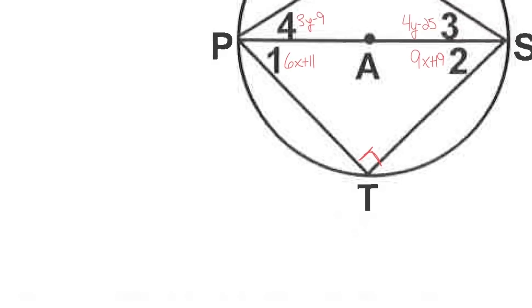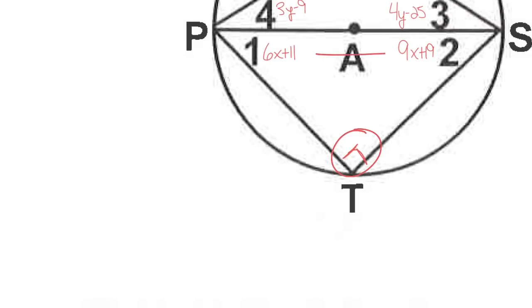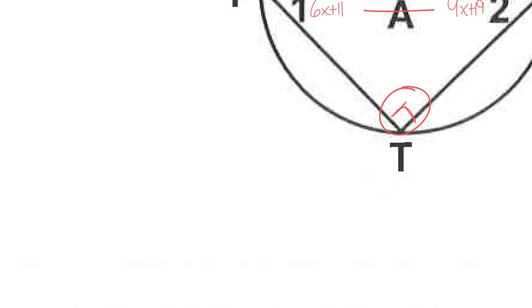So I know in this triangle that if this is taking up 90, these two together are taking up 90. So 6x plus 9x would give me 15x. So that's those right there. 19 plus 11 is going to give me 30. And that's going to have to equal 90 degrees.